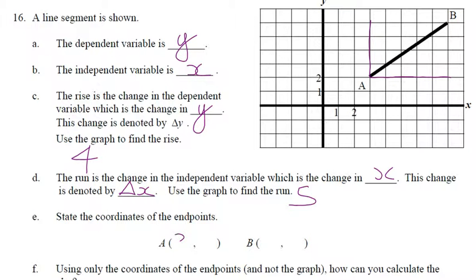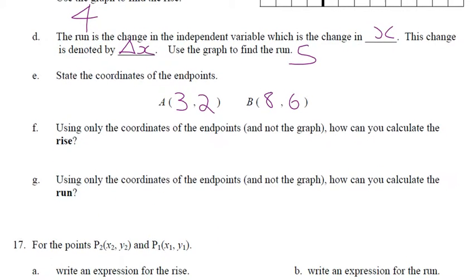A, 3, 2. B, 8, 6. I got 8, 6. You get 8, 6?